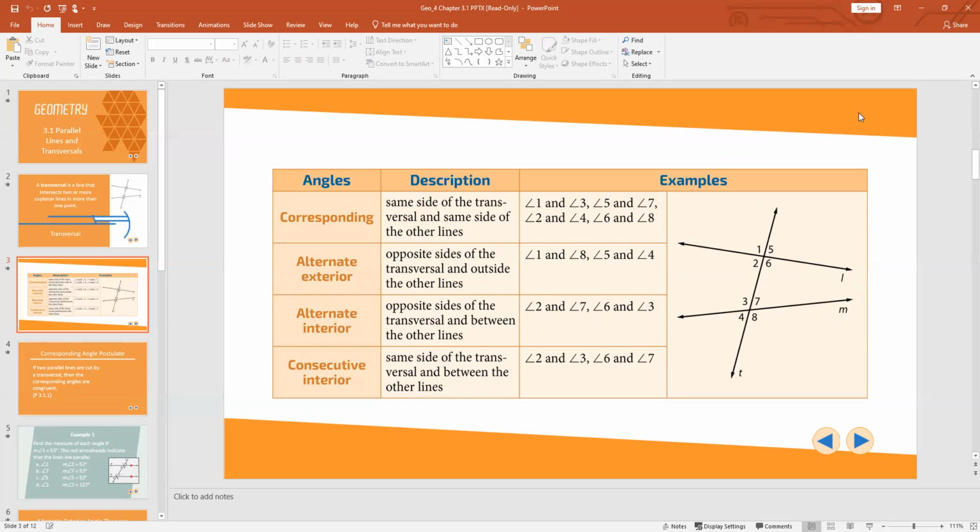The alternate interior angles are on opposite sides of the transversal and between the other lines. So that's 2 and 7 and 6 and 3.